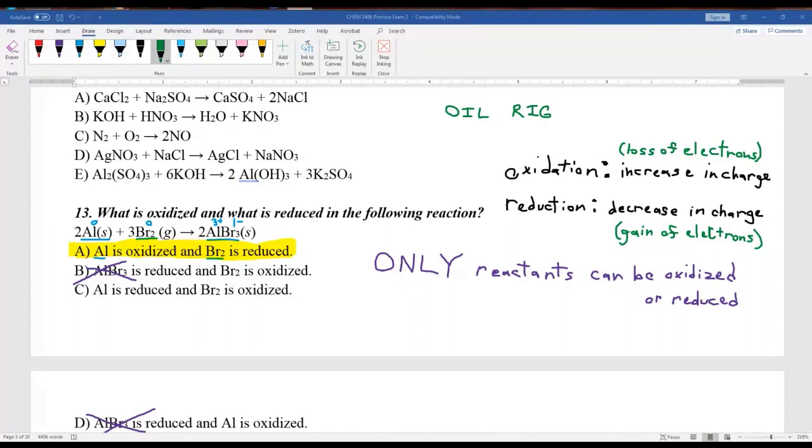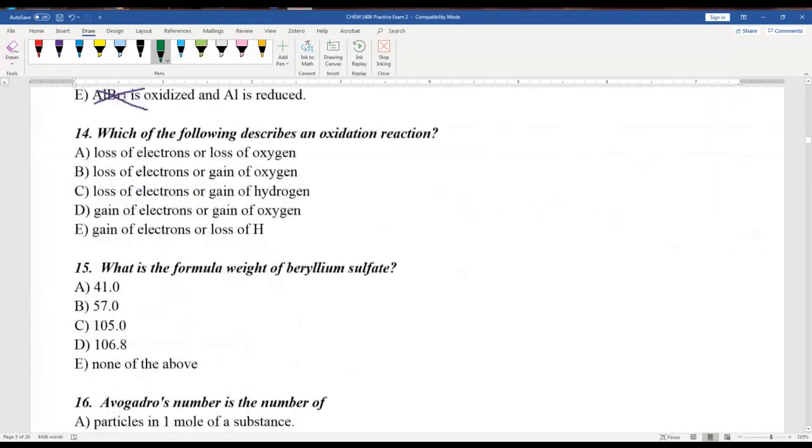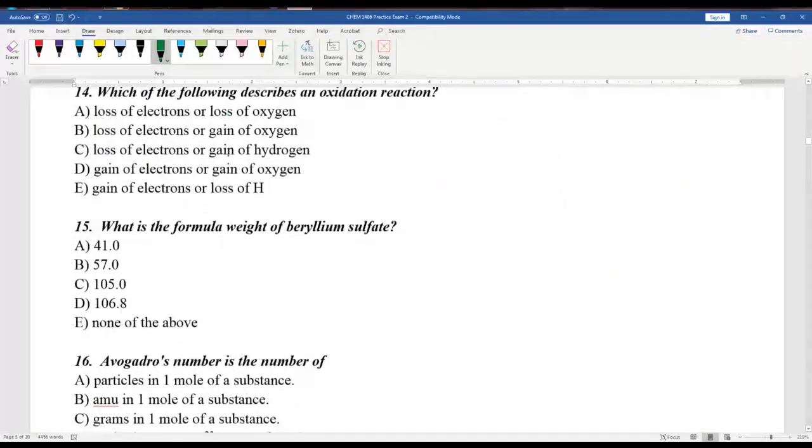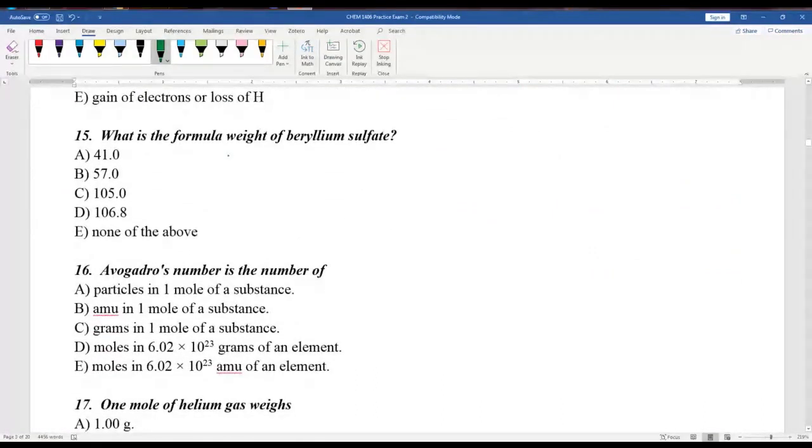All right, cool. So let's go ahead and move on. Any other questions you want to take a look at? What do you want to hit? You want to do any formula weight stuff, or do you know how to do the molar masses okay? What do you think?